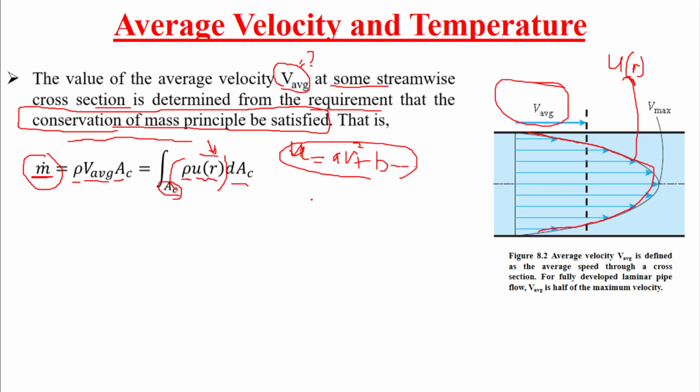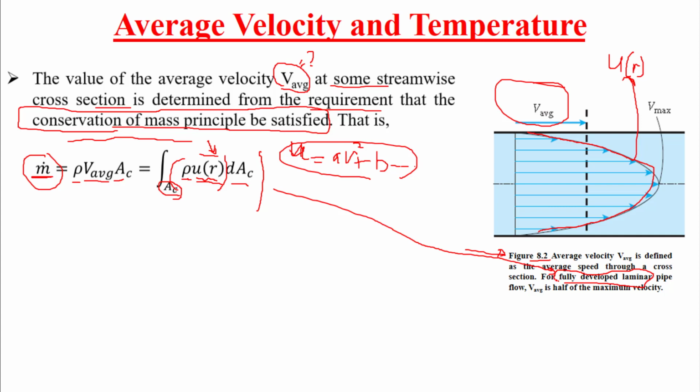Before continuing in this derivation, let me read the caption for you. Figure 8.2: average velocity is defined as the average speed through the cross-section for fully developed laminar flow. So this derivation is special for fully developed laminar flow. Again, it's valid for turbulent, but we need the velocity profile. If it is available, it's good, and we can substitute directly.